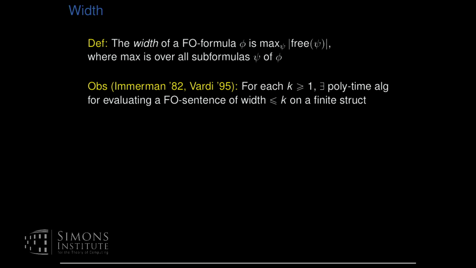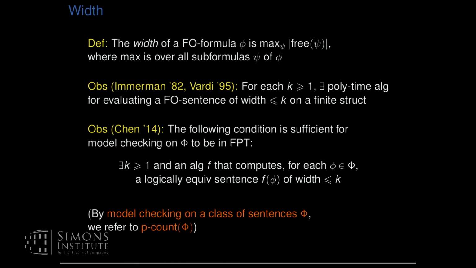Okay, as a consequence of this observation, we very easily get a sufficient condition for model checking to be inside FPT. Now we can relax this. If we have a compilation algorithm f that passes from every sentence in our class to a logically equivalent sentence of bounded width, then this is going to be tractable in the sense of parameterized complexity. So again, we relax this condition. Instead of bounded width, if we can computably pass to sentences of bounded width, then we're also tractable in the sense of parameterized complexity.